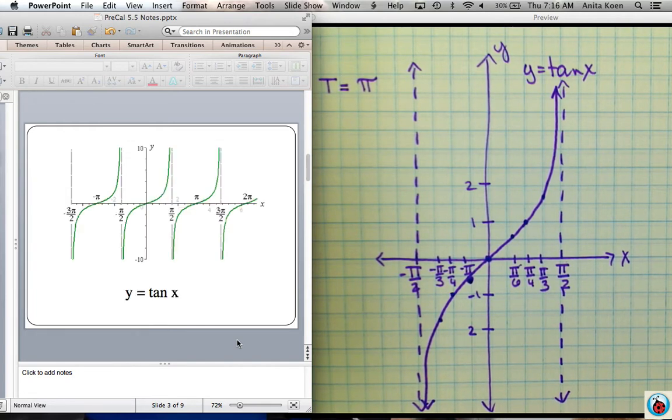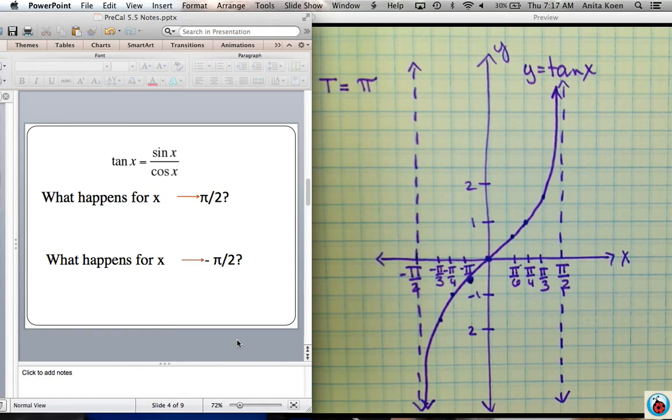Okay, so this is what it looks like. I don't want you to get the idea that this is all there is to the tangent. The tangent does continue to infinity in both directions. Okay, this particular period just repeats itself over and over and over again.